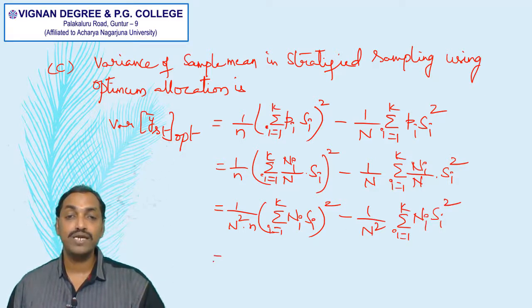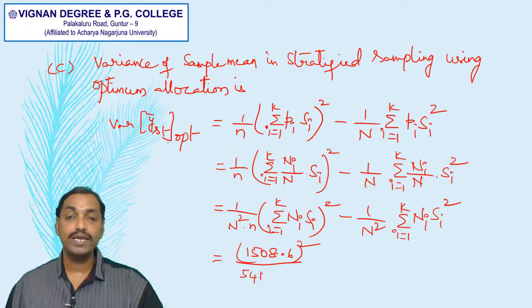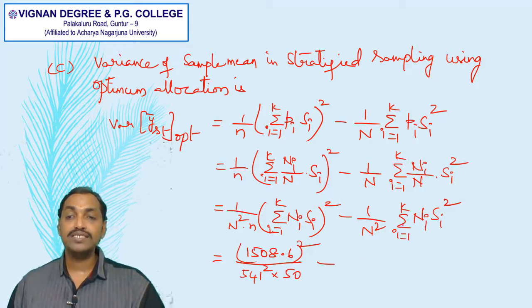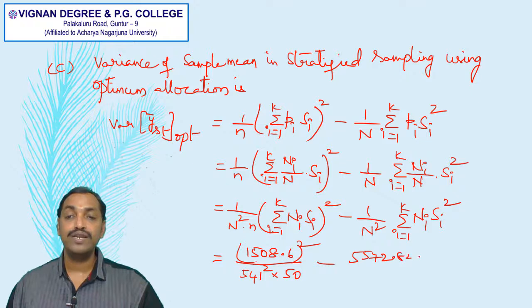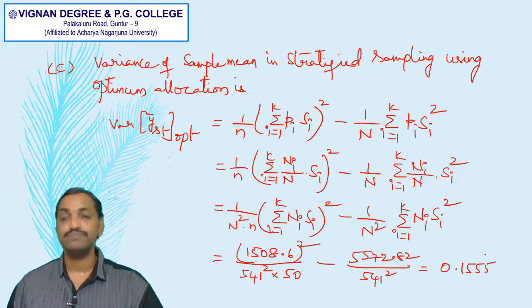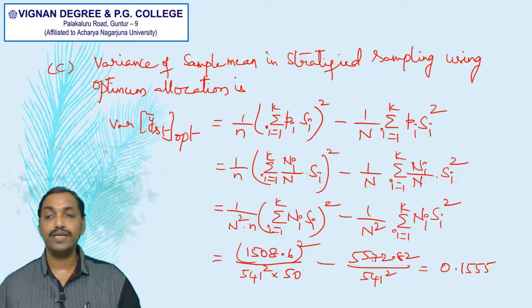Now substituting the values, summation Ni Si is nothing but 1508.6 whole square divided by 541 square into 50 minus summation i is equal to 1 to k Ni Si square is nothing but 5572.82 divided by 541 square. On simplification, we will get 0.1555.